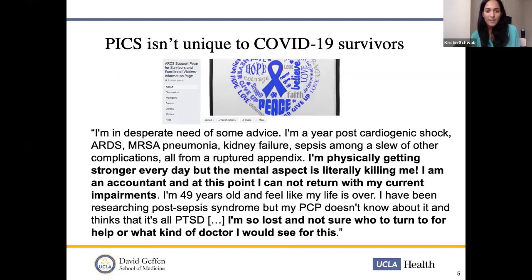This is actually from the ARDS support page on Facebook, which, as an aside, if anyone has extra time, is very illuminating to browse through and see what some of our ICU survivors are reporting. I won't read all of this, but this is a patient who had multi-organ failure after a ruptured appendix. She says, "I'm physically getting stronger every day, but the mental aspect is literally killing me. I'm an accountant, and at this point, I cannot return with my current impairments. I'm 49 years old and feel like my life is over. My PCP doesn't know about this, thinks that it's all PTSD. I'm so lost, not sure who to turn to or what kind of doctor I would see for this."